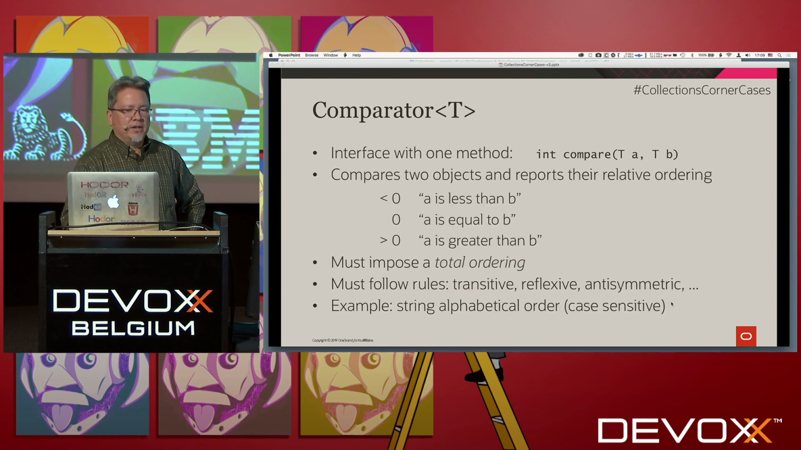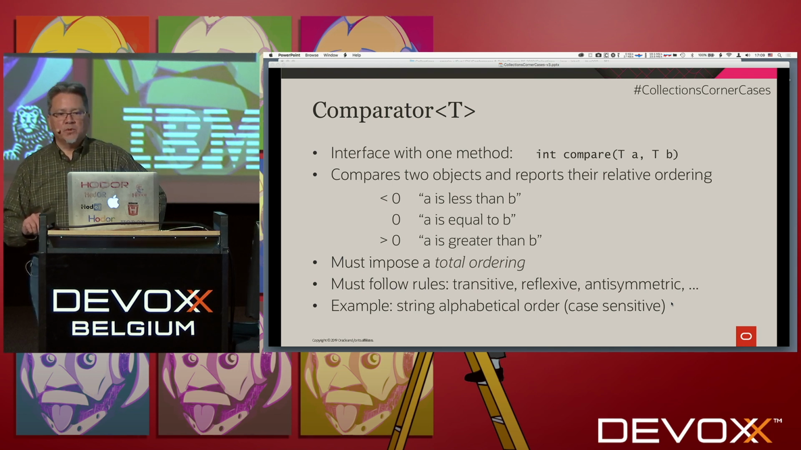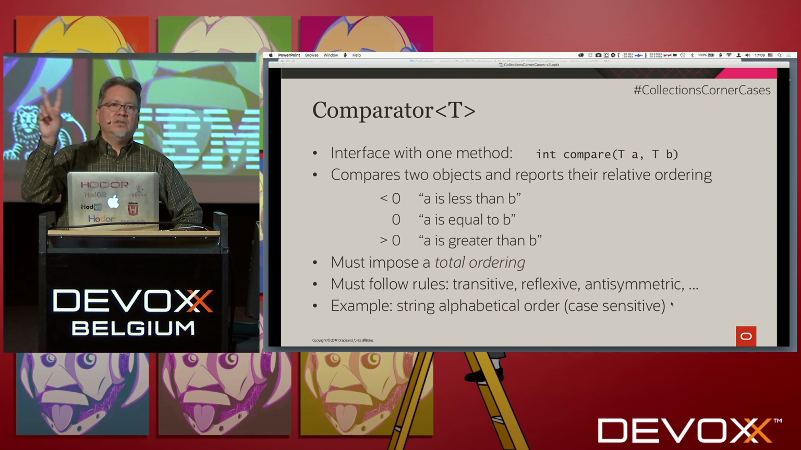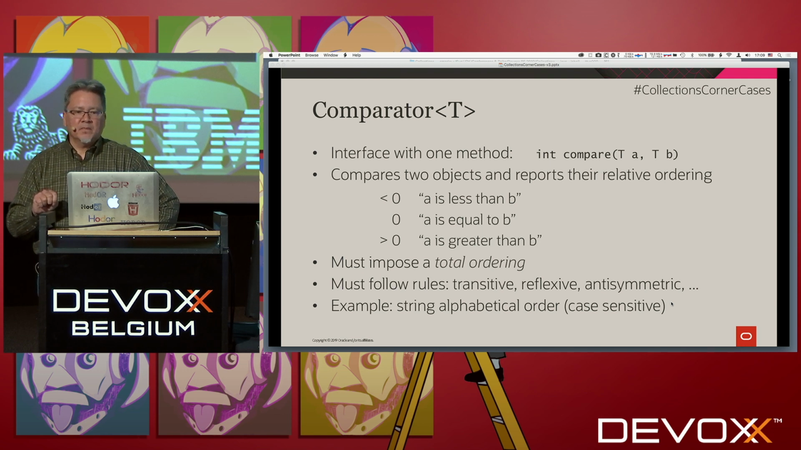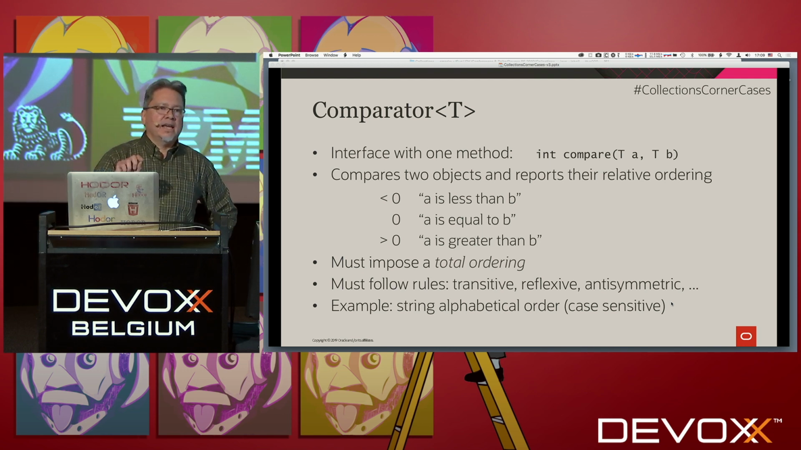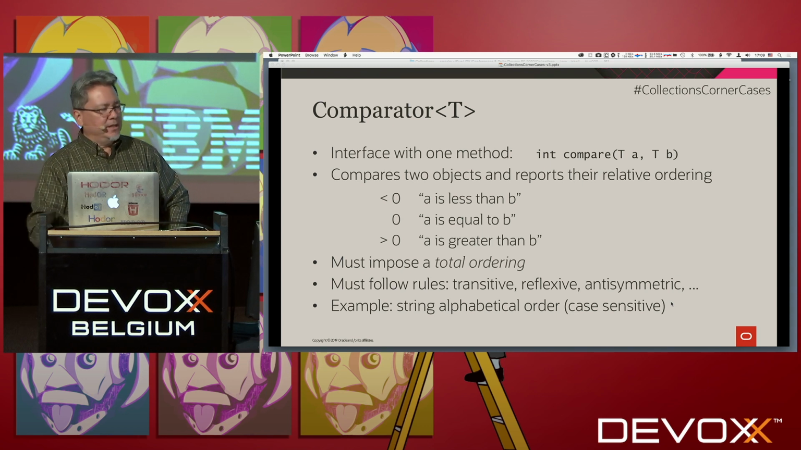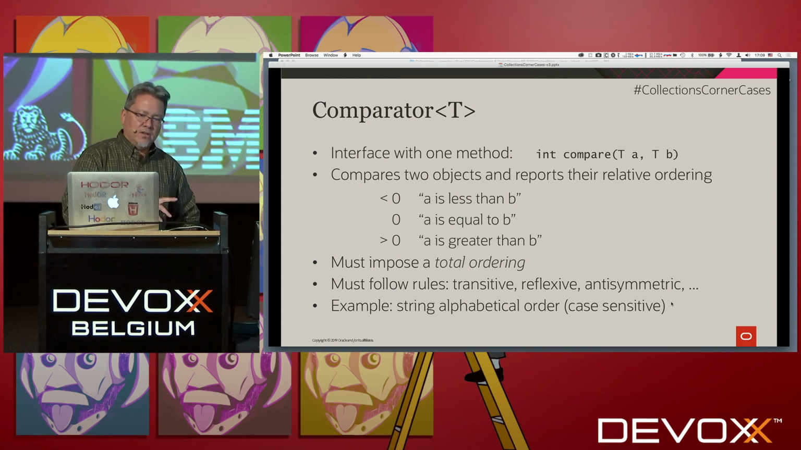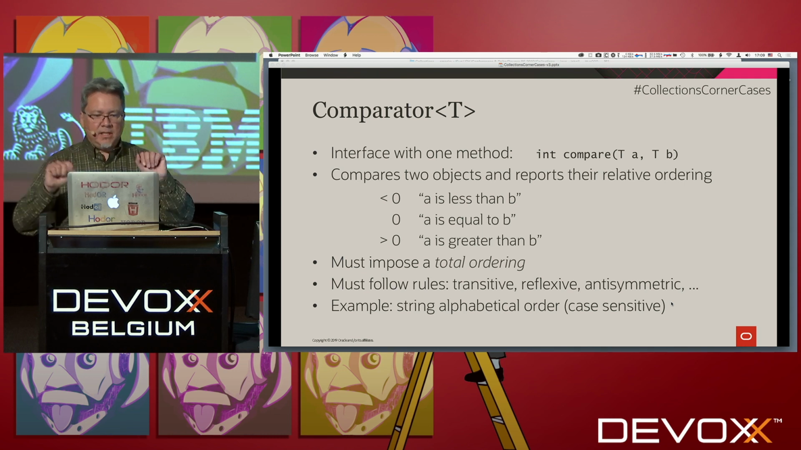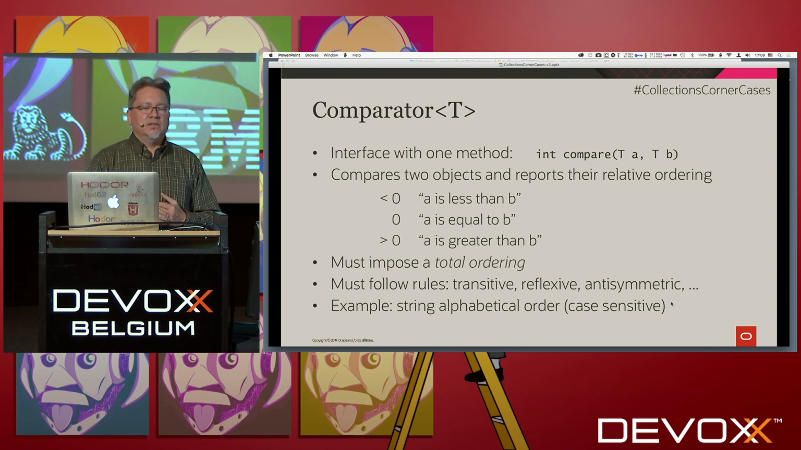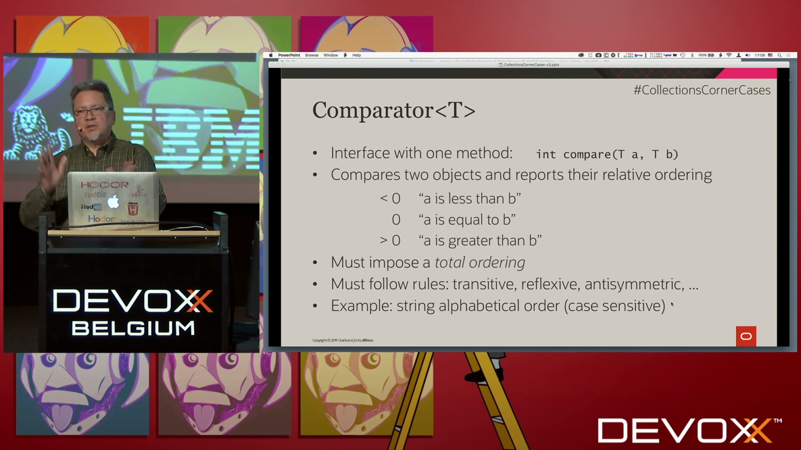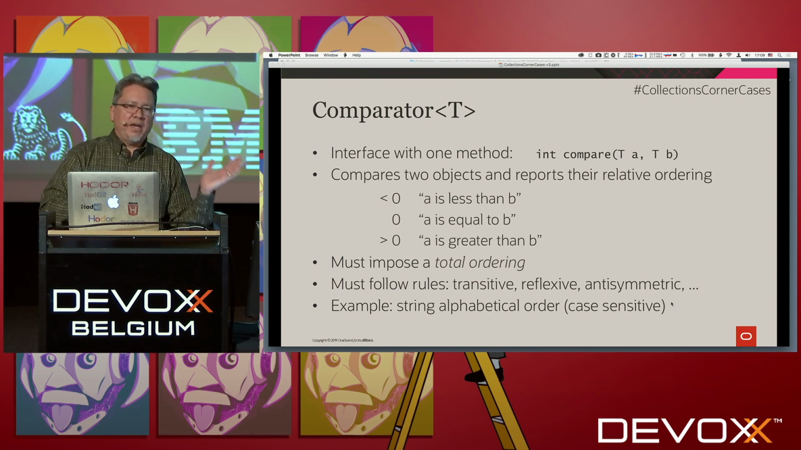All right, so what is a comparator? It's an interface. It has one abstract method, which takes 2 objects of type T, and it returns an int that says what the relative ordering of these 2 objects is. The integer is less than 0 if A is less than B, it's 0 if A is equal to B, and it's greater than 0 if A is greater than B. There are a bunch of rules here which have some mathematical basis.